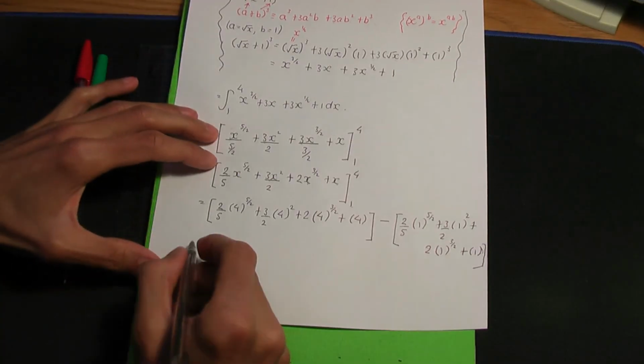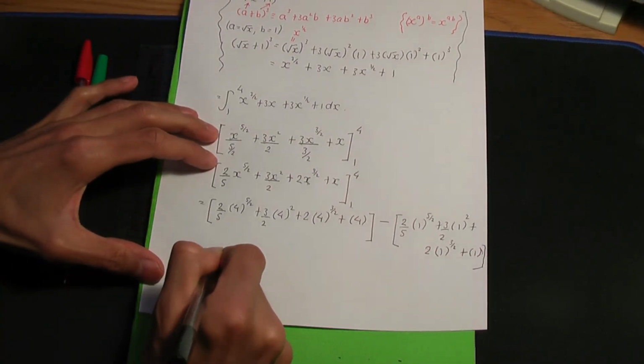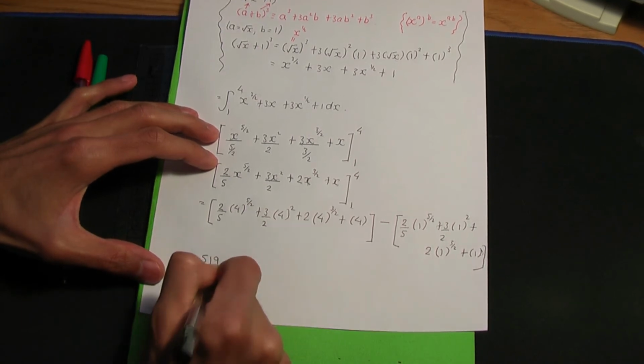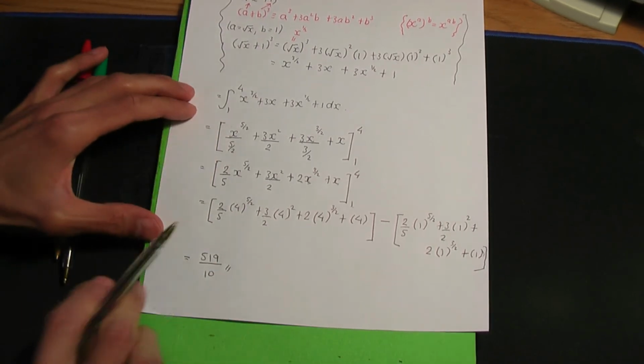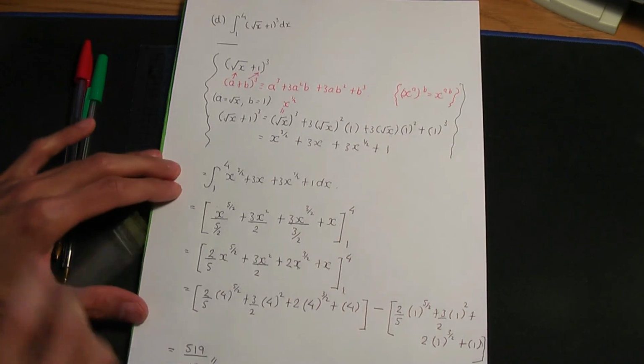And when you calculate the final solution, you should have as a fraction 519 over 10. So this should be the final solution to part D.